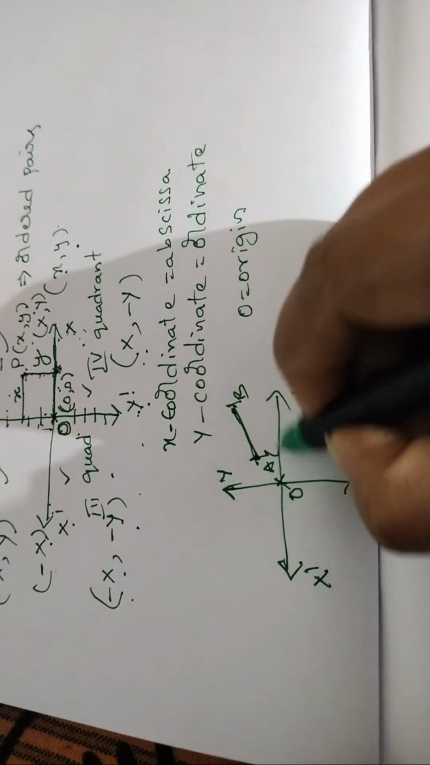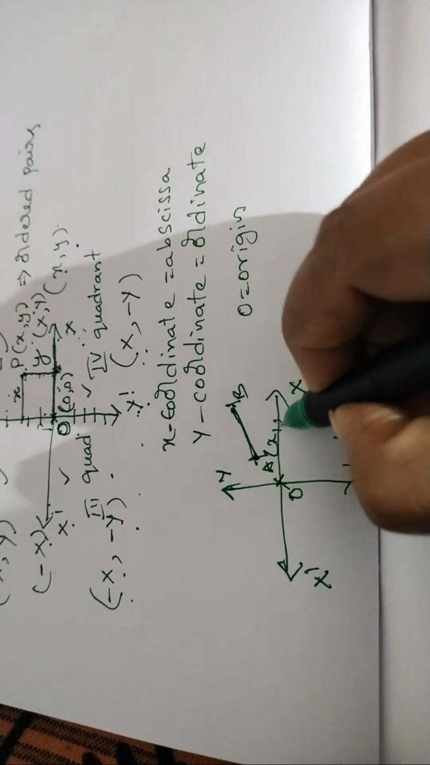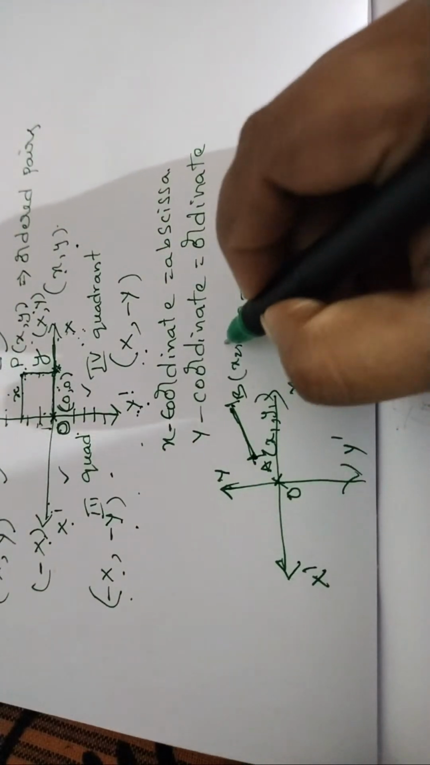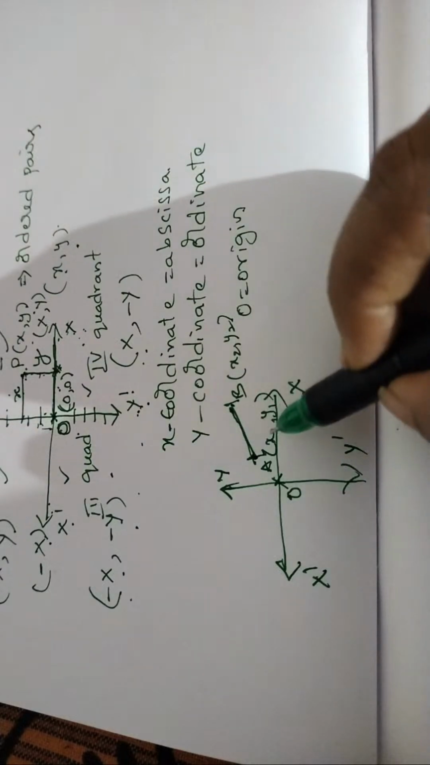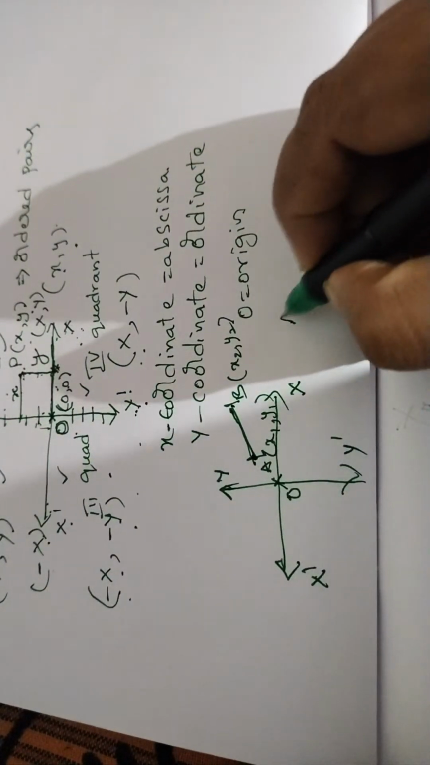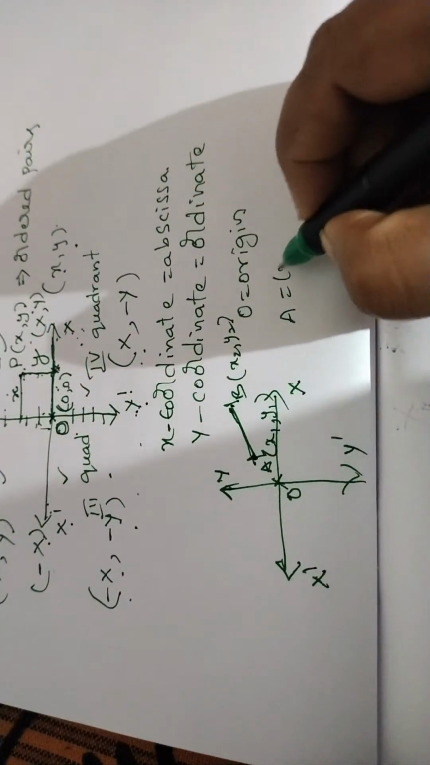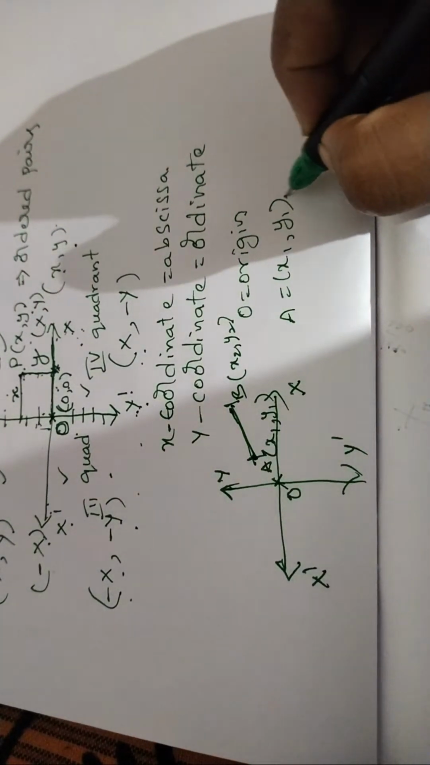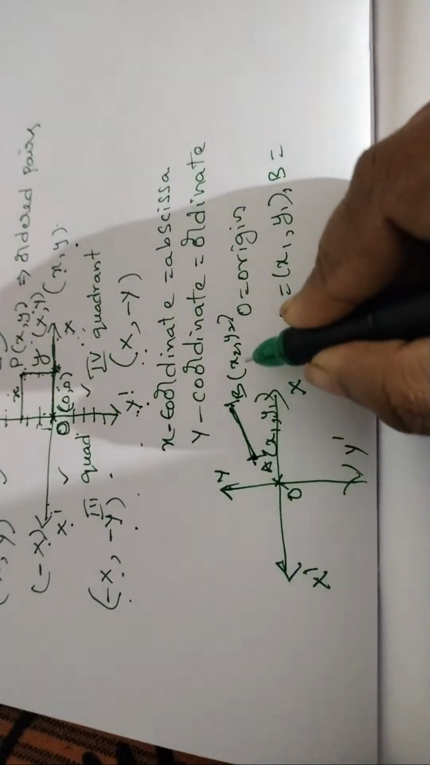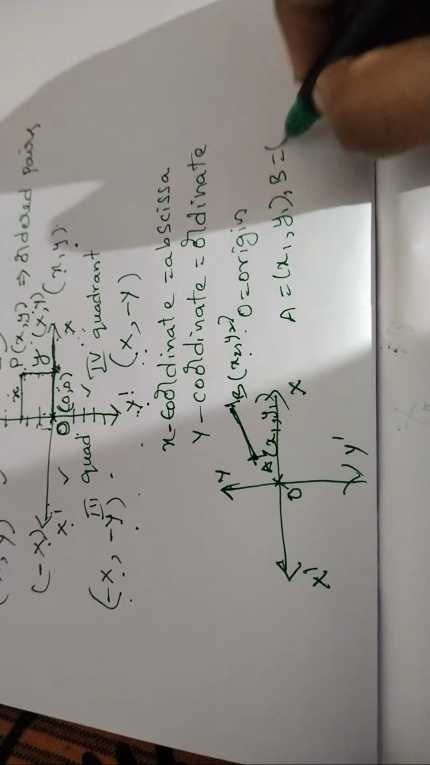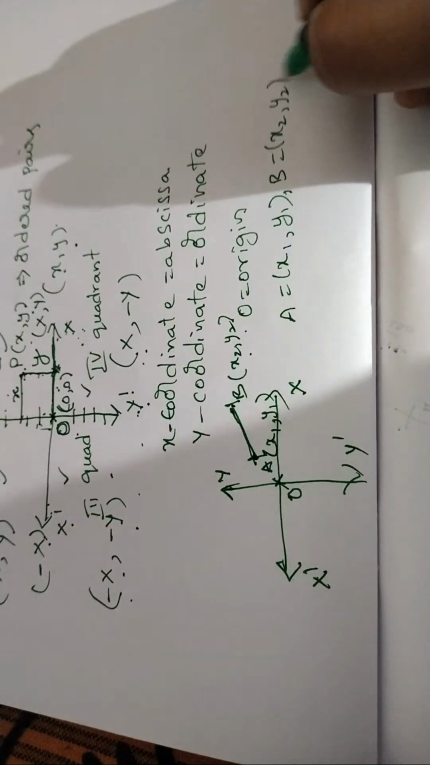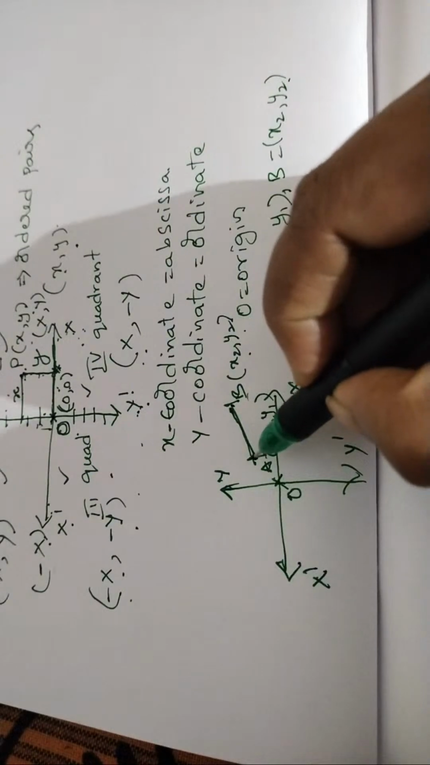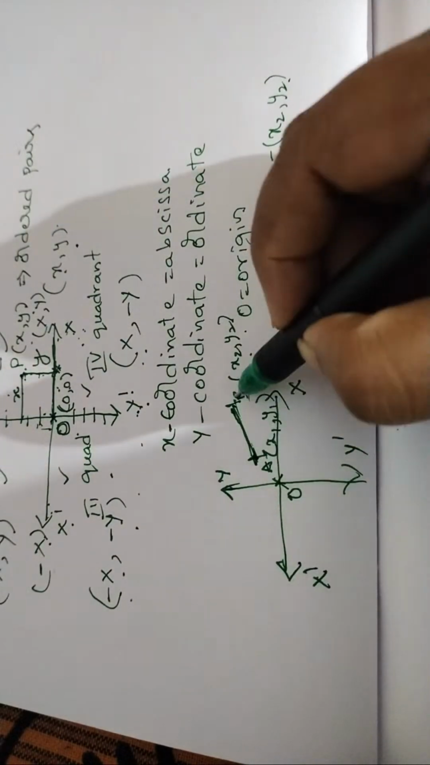Point A is, let us consider, x1 comma y1, and point B is x2 comma y2. Now the distance between these 2 points: A is x1 comma y1, and B is x2 comma y2. Now I want the distance between these 2 points, from here to here.